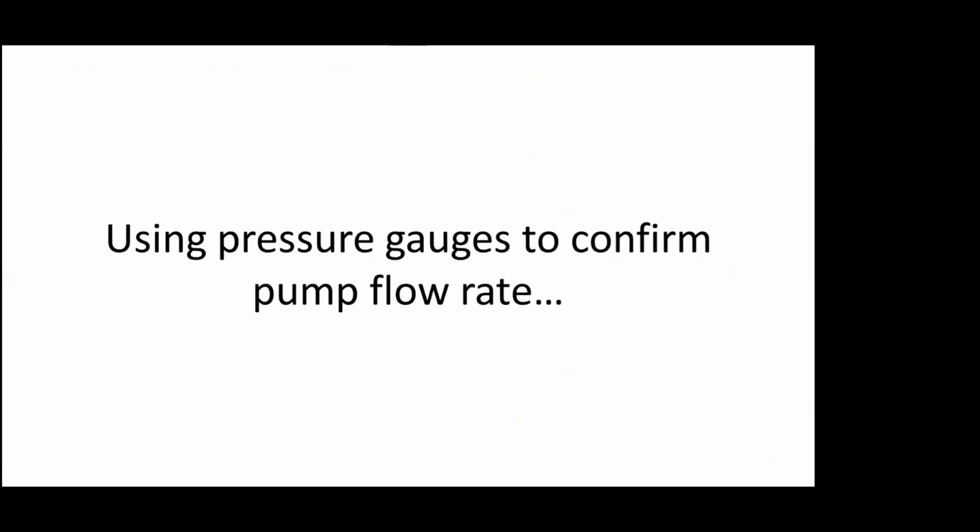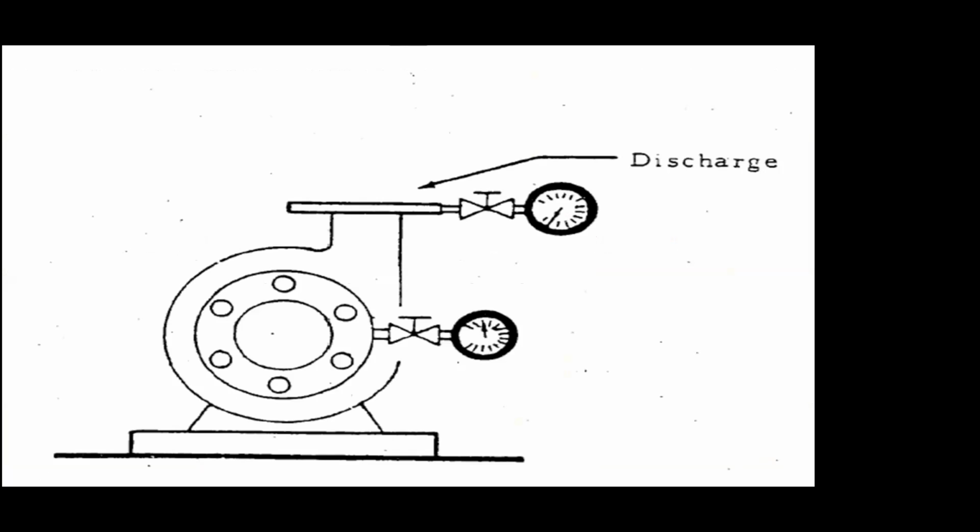Real quick, sometimes you can use a pressure gauge to confirm what the pump is moving, what's the GPM. And the way you do that is you'd have a gauge on the suction of the pump and a gauge on the discharge, and you want to read that differential.